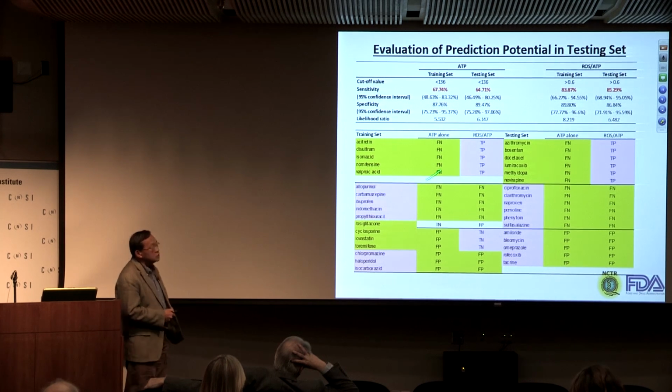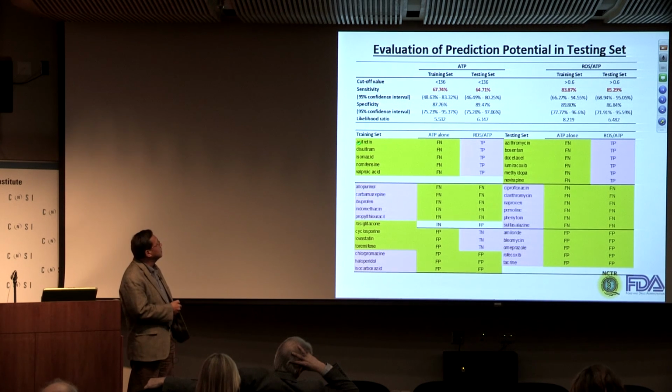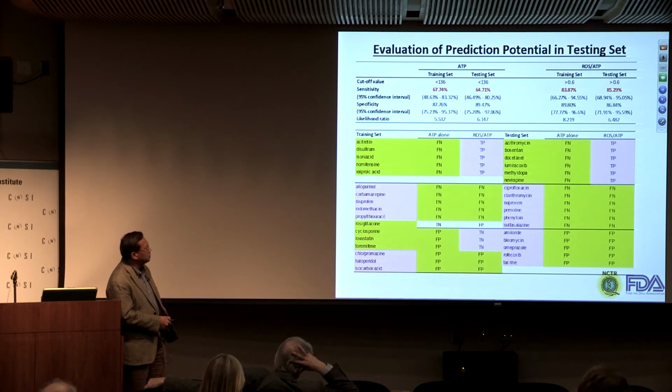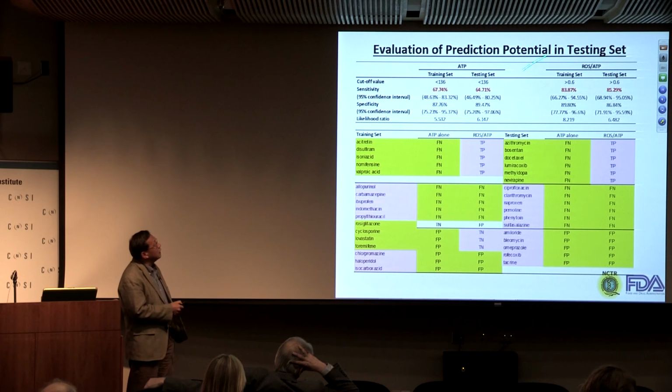So we look at the drugs. We can see that all these immune-mediated drugs, in the training set and the testing set, ATP alone, all these are false negative. But for the ROS ATP, this false negative becomes a true positive. And also, a false positive becomes a true negative. So we see that the ROS ATP performs better than the ATP alone.